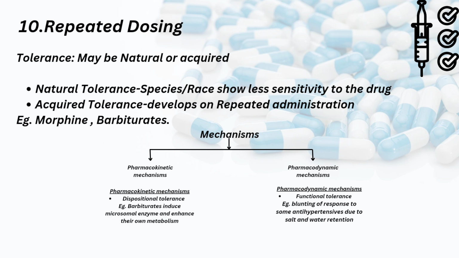In pharmacokinetic mechanism, disposition tolerance is found. It is defined as effective concentration of drug at the site of action decreases mostly due to elimination of the drug. Example, barbiturates induce microsomal enzyme and enhance their own metabolism. In pharmacodynamic mechanism, functional tolerance is found. It is defined as the function of drug gets reduced when the targeted organ does not respond properly. Example, blunting of response to some antihypertensives due to salt and water retention.